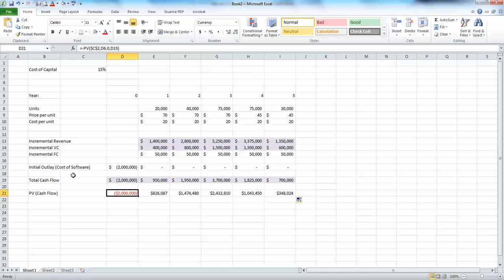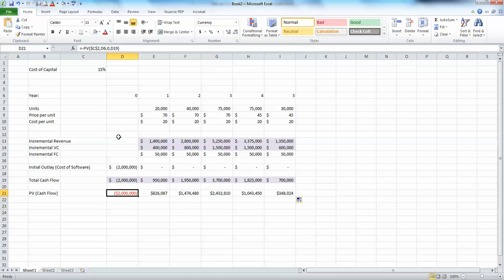You might be wondering, how could $2 million have a present value of $2 million? It's because it's at time zero. So if you discount anything at today's time, so if I were to give you a dollar right now, it's worth a dollar. So same idea here, we're purchasing this software, and we're going to do everything right after that. So at time zero, our initial outlay, $2 million, discount $2 million. So we have our present value of cash flows.